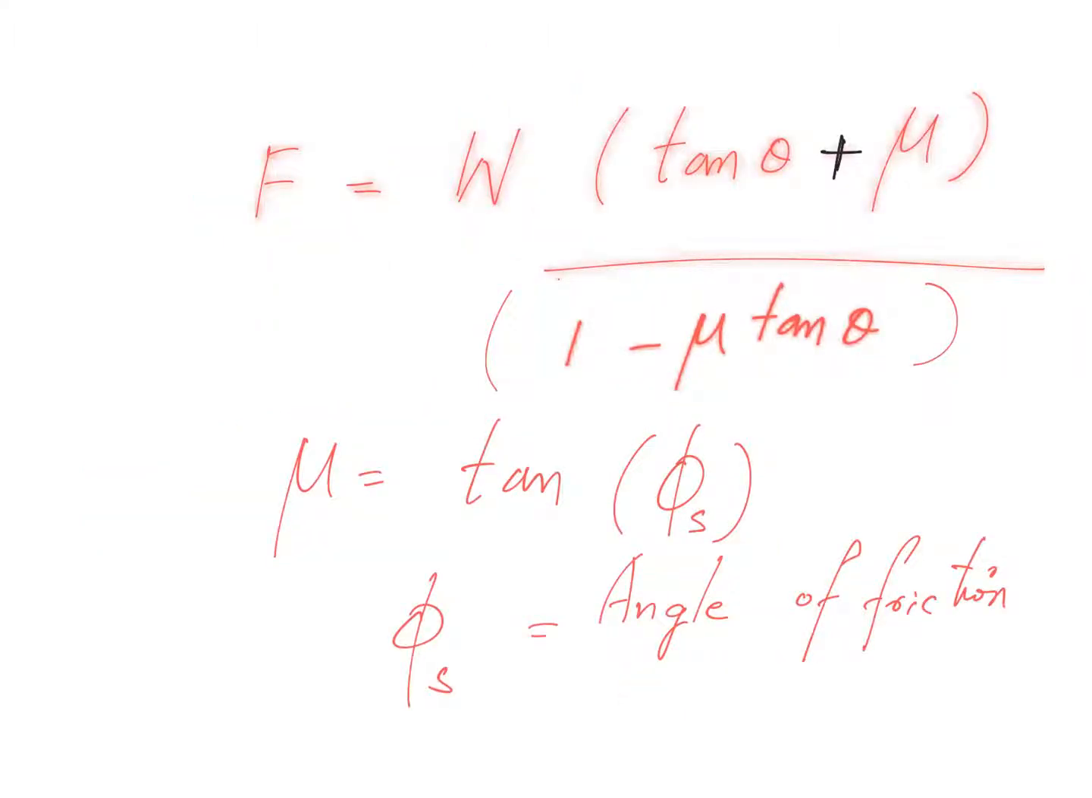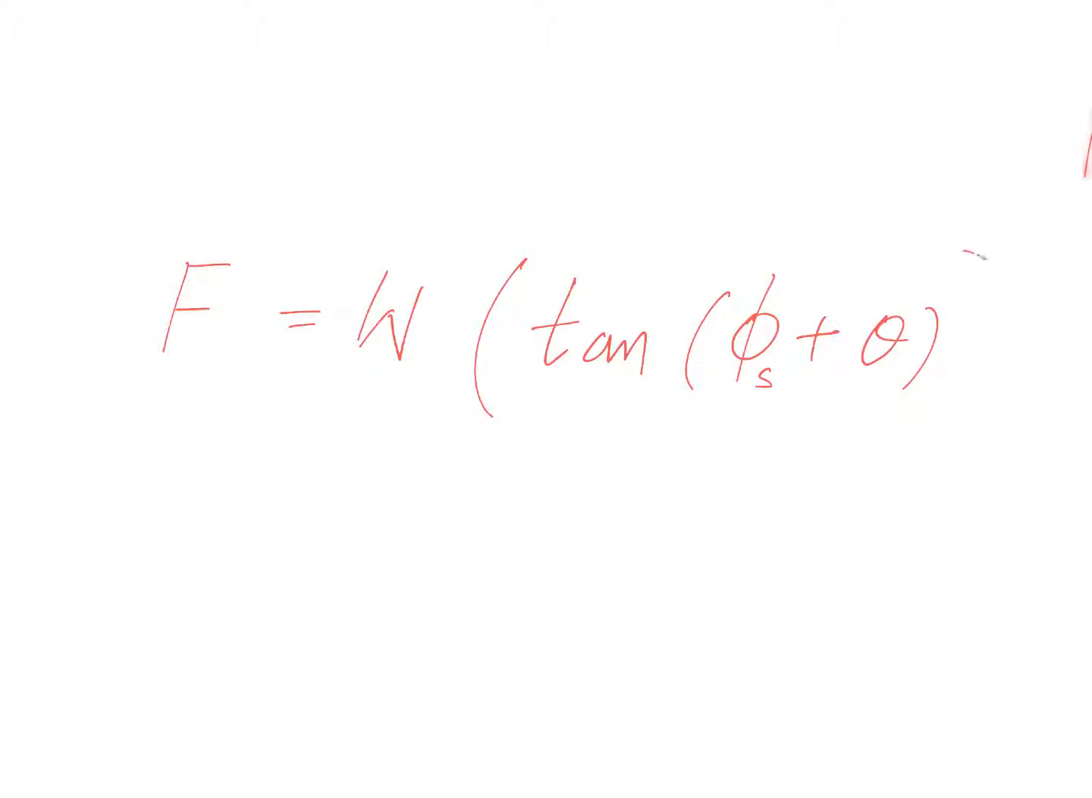Once we plug this back, mu will be replaced by tan phi s both in the numerator and the denominator also. Then we arrive at this very important formula where the external force required to move this object of weight W is F equals W times tan of (phi s plus theta). Make sense?